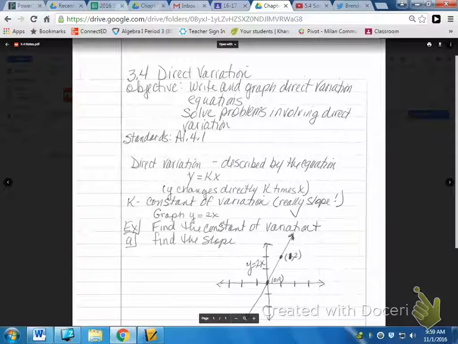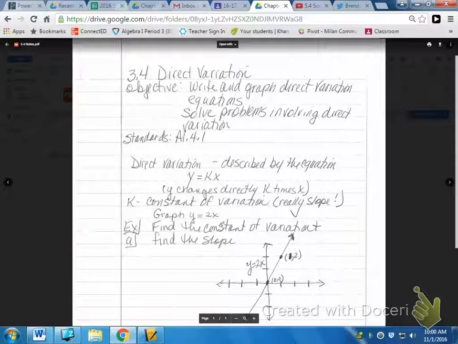Lesson 3-4, direct variation. Our objective today is to write and graph direct variation equations and to solve problems involving direct variation. So the standard is Algebra 1 4.1. Let's look at the definition or what we're talking about in direct variation.